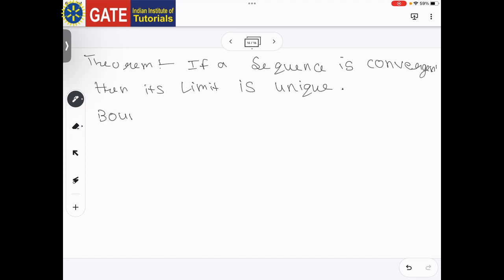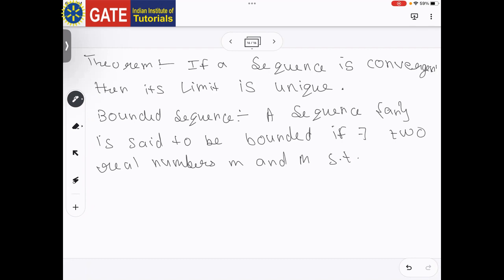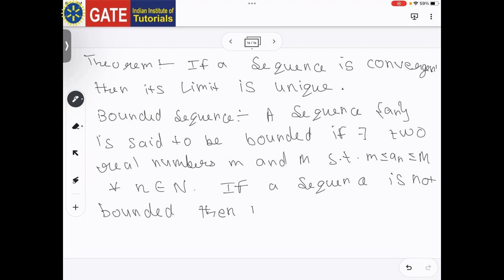Now, bounded sequence. A sequence a_n is said to be bounded if there exist two real numbers m and capital M such that m is lesser than a_n is lesser than capital M for all n belonging to natural numbers. If a sequence is not bounded, then it is called an unbounded sequence.